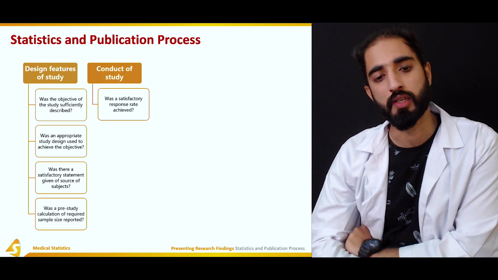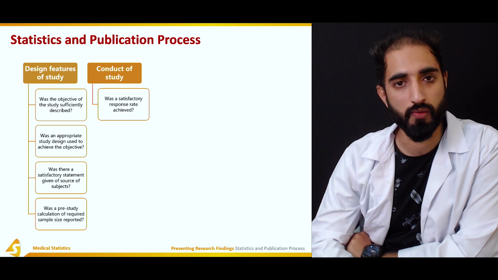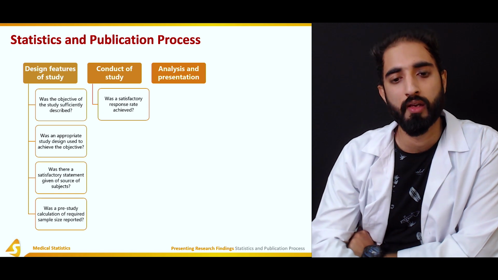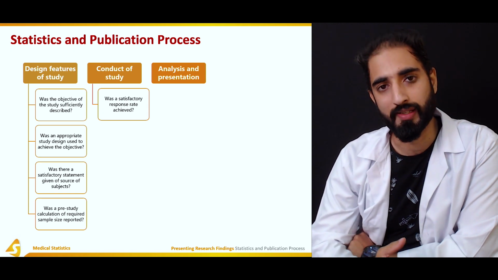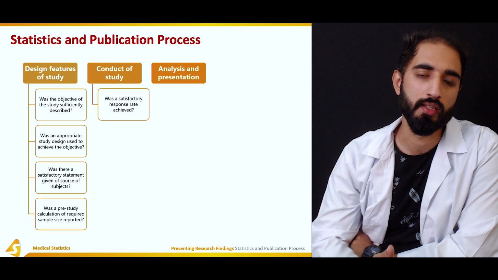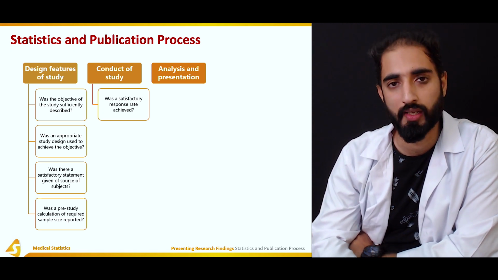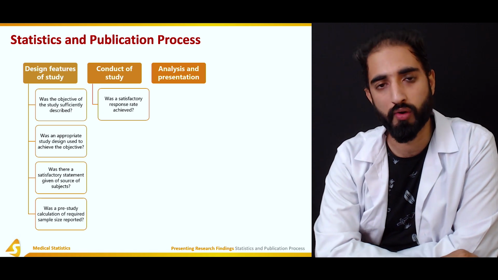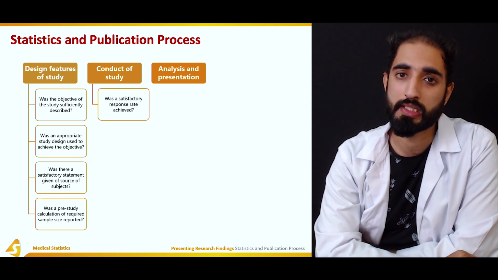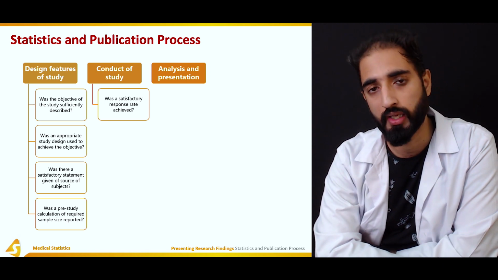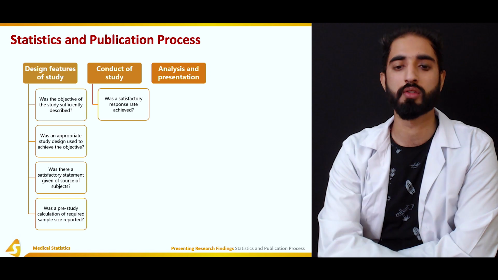Now, the conduct of the study. Was a satisfactory response rate achieved for your study? If the response rate is low, for some studies such as RCTs the minimum should be 85%. Less than that means the follow-up was very poor, and there were a lot of missing values and a lot of dropouts. That can have a negative impact on the publication process of your research.